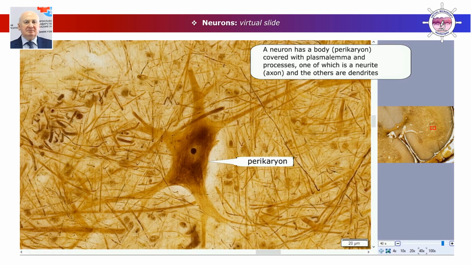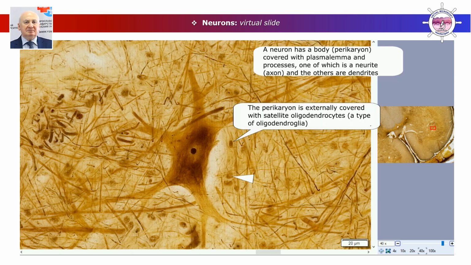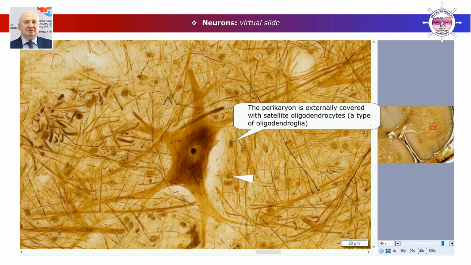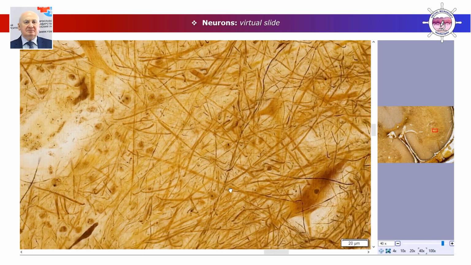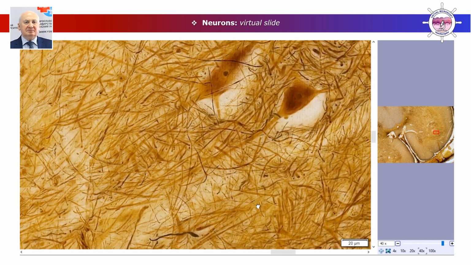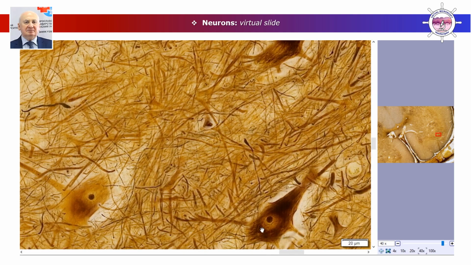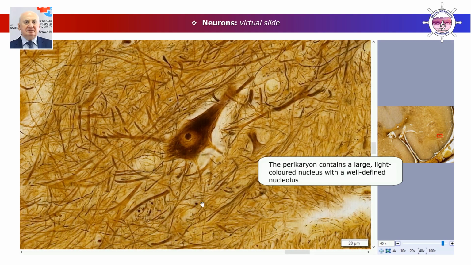A neuron has a body, perikaryon, covered with plasma lemma and processes, one of which is an axon and the others are dendrites. The perikaryon is externally covered with satellite oligodendrocytes, a type of oligodendroglia. The perikaryon contains a large, light-colored nucleus with a well-defined nucleolus.